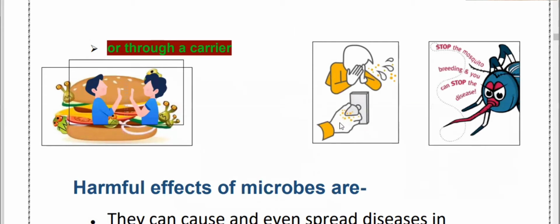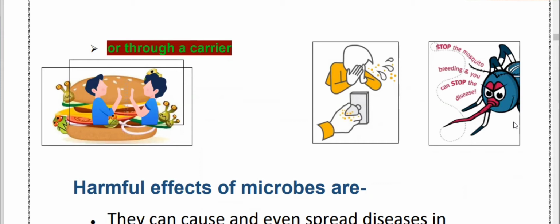Then through carriers. For example, we know that malaria is caused to us because of a mosquito. Here the mosquito is a carrier. Why? Because the microorganism which causes malaria is Plasmodium, and Plasmodium is a protozoan. Plasmodium is carried by this mosquito from the infected person's blood, as the mosquito has sucked some infected person's blood, and then the mosquito sucks the blood of a healthy person. Then the protozoan carried by this mosquito will go to a healthy person. So here this mosquito is a carrier.